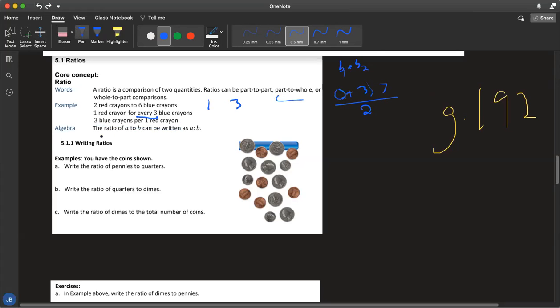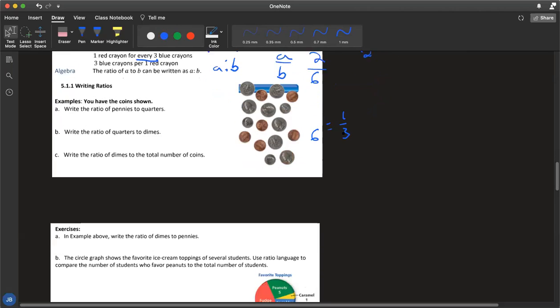The ratio of A to B can be written as A to B. Another way we can write it is as a fraction, A over B. Does that make sense? For example, there are 2 red crayons to 6 blue crayons, or if we simplify it, 1 red to 3 blue. That makes sense.